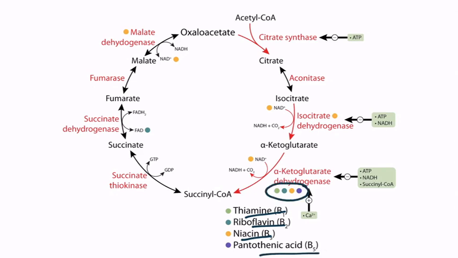Notice that this step also produces NADH and CO2, and it's important to know that just like isocitrate dehydrogenase, alpha-ketoglutarate dehydrogenase is inhibited by NADH and ATP. Additionally, it's inhibited by succinyl-CoA. Similar to citrate, when the cell has a lot of ATP, the TCA cycle is inhibited and succinyl-CoA levels rise, so it's a marker for excess energy.